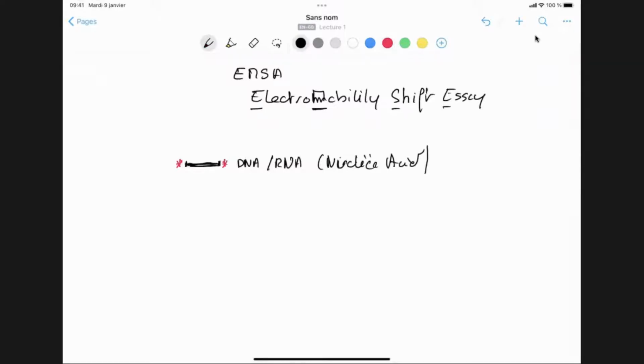Then the experiment is like that. You have one first tube and a second one. In the first one, this fragment of RNA, we call it the probe. So in the first experiment, you put only the probe. In the second experiment, you also put the probe, then you add protein extract.